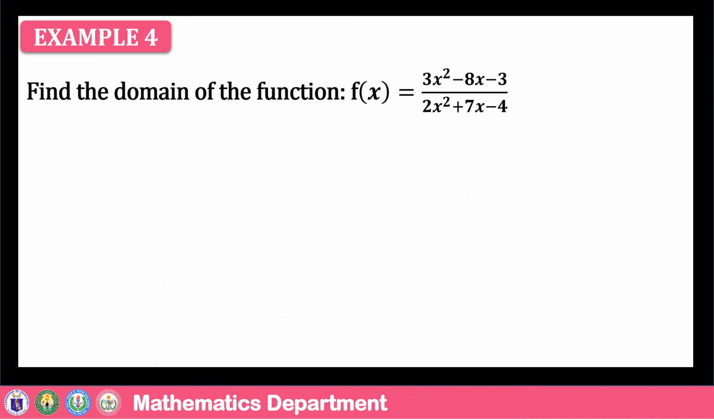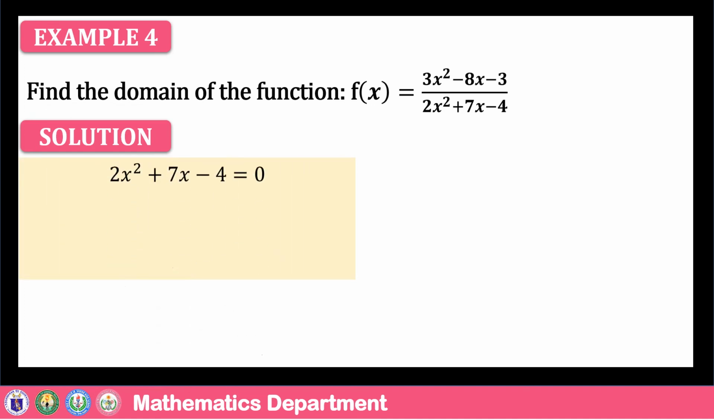Sa atin namang fourth example, find the domain of the function f of x is equal to 3x squared minus 8x minus 3 over 2x squared plus 7x minus 4. So, i-equate natin ulit yung ating denominator by 0. And then we get the factors of 2x squared plus 7x minus 4. So ito yung kanyang factors. We have 2x minus 1 times x plus 4.